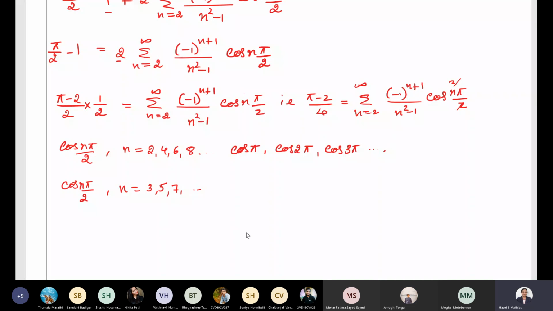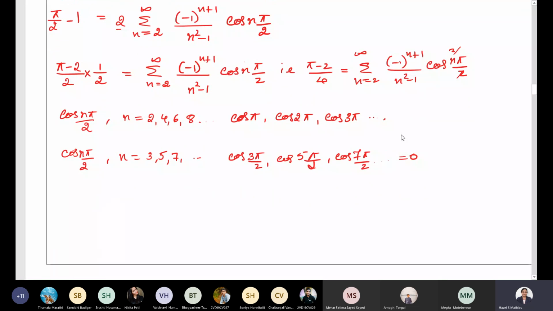Similarly, what happens when you give n different odd values? Cos 3 pi by 2, cos 5 pi by 2, cos 7 pi by 2. What are the values of these? This will be 0.